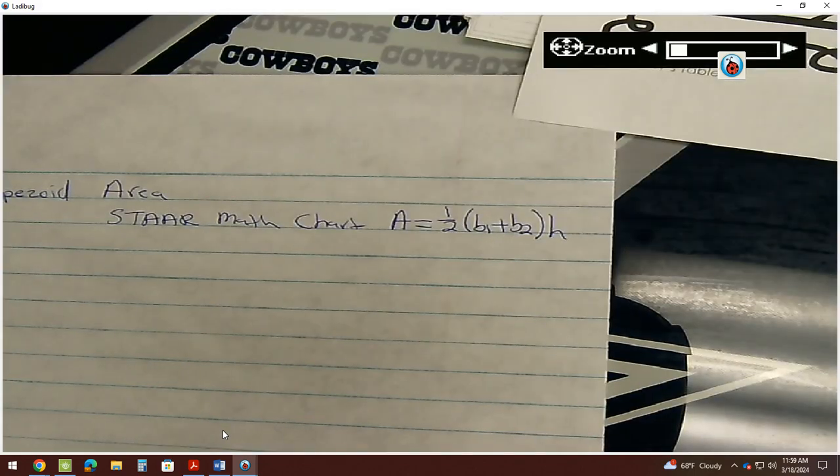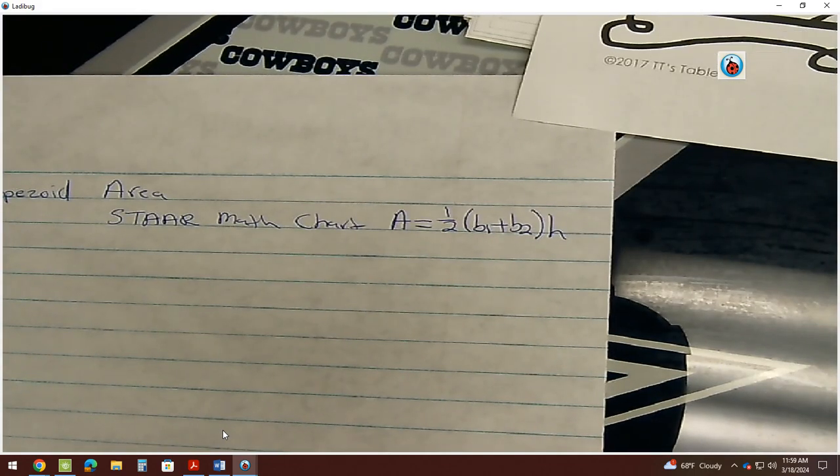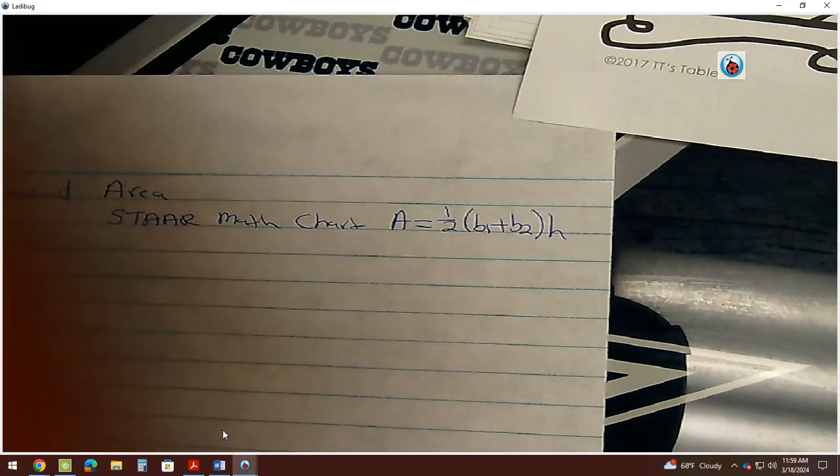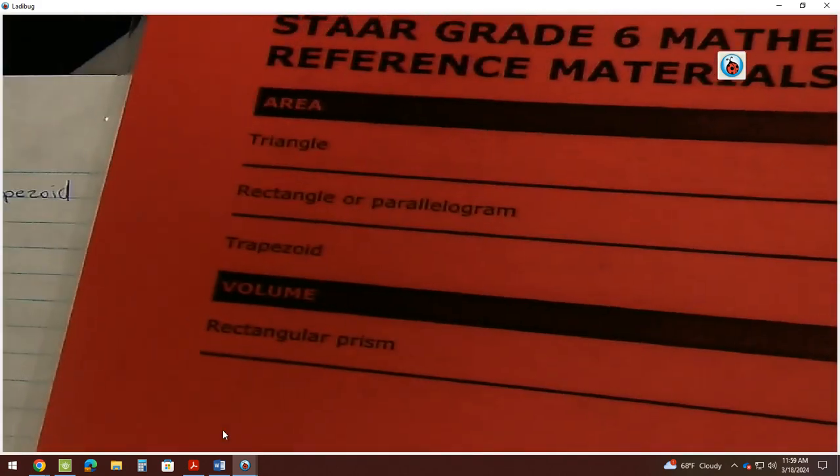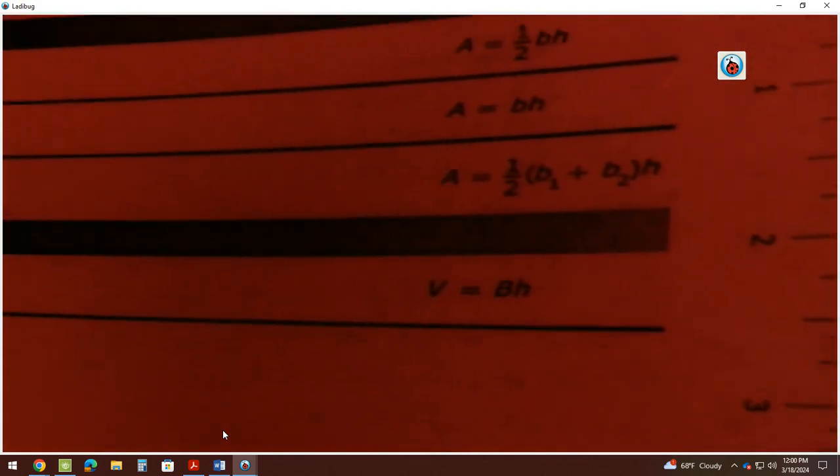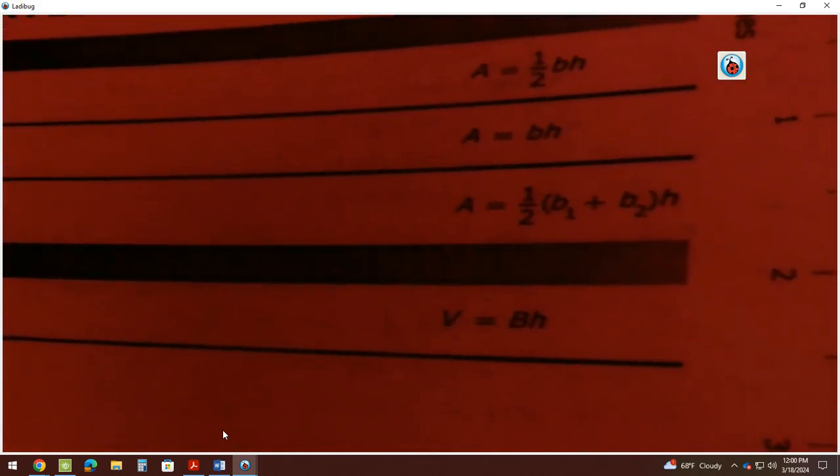Where did I get that? From the math chart. You also have it there in the red. Yours on the desk is this guy. It's right there. Area trapezoid. You go to the right side and it's right there. A equals half of base 1 plus base 2 times height.